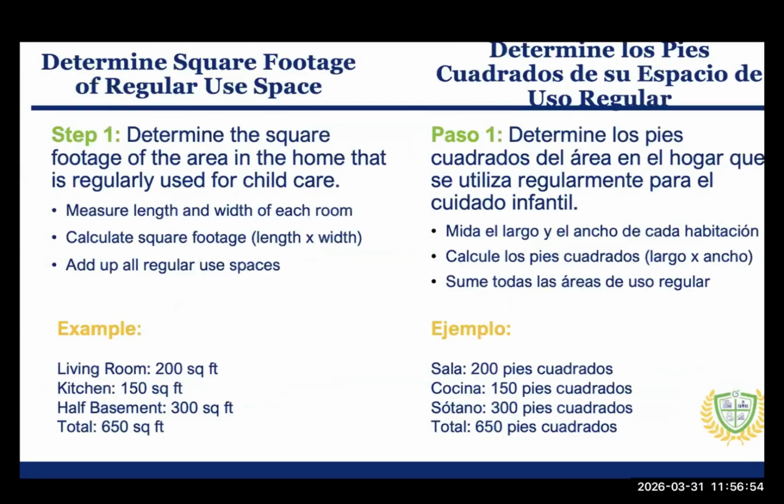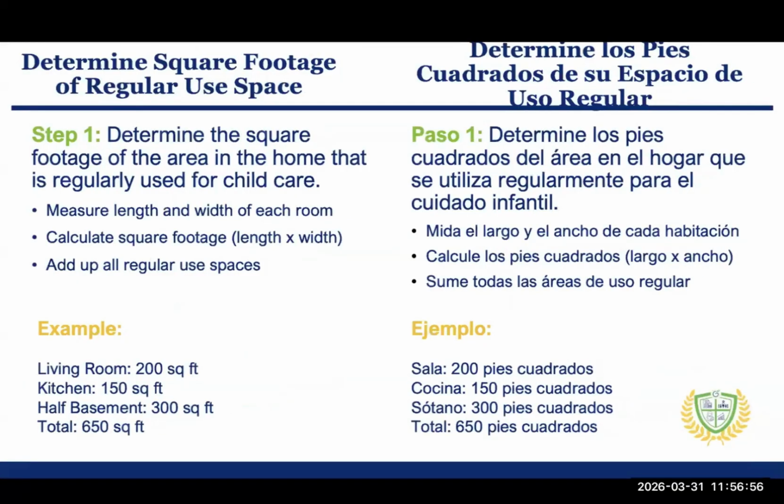So now that we define that, let's go step by step. First, we need to measure the areas of your home regularly used for childcare. Again, you want to determine the square footage of the area in your home that you can say, okay, these rooms are for regular use space.